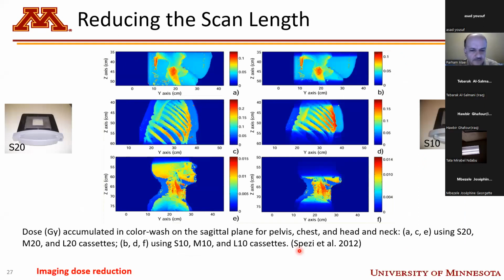Scan length. This is a Monte Carlo study published by Spezi et al. in 2012. It demonstrates the difference if you use the S20 cassette on Elekta versus S10. The difference between these is in the in and out direction, the craniocaudal direction, where there is a narrower beam essentially. On the left-hand side is a sagittal plane color wash for pelvis, chest, and head and neck, top to bottom. On the right-hand side is the same thing with the S10. And you can see obviously that this volume of tissue, like here and here, is not exposed to the imaging dose because of using the smaller scan length.